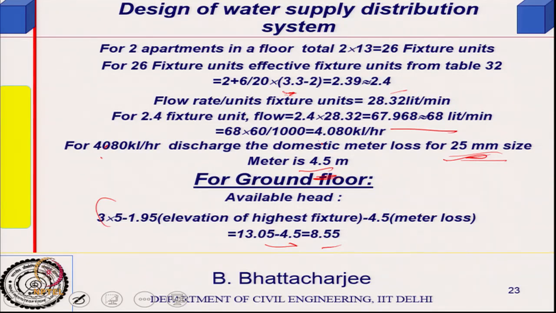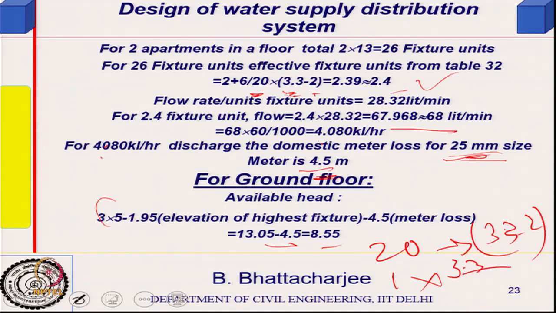Yes, it might be for 40, because I am dividing by 20. So for 20 the change is 3.3 minus 2. For 1 the change is 3.3 minus 2 divided by 20. It should be 40. So 3.3 corresponds to 40 from the table.